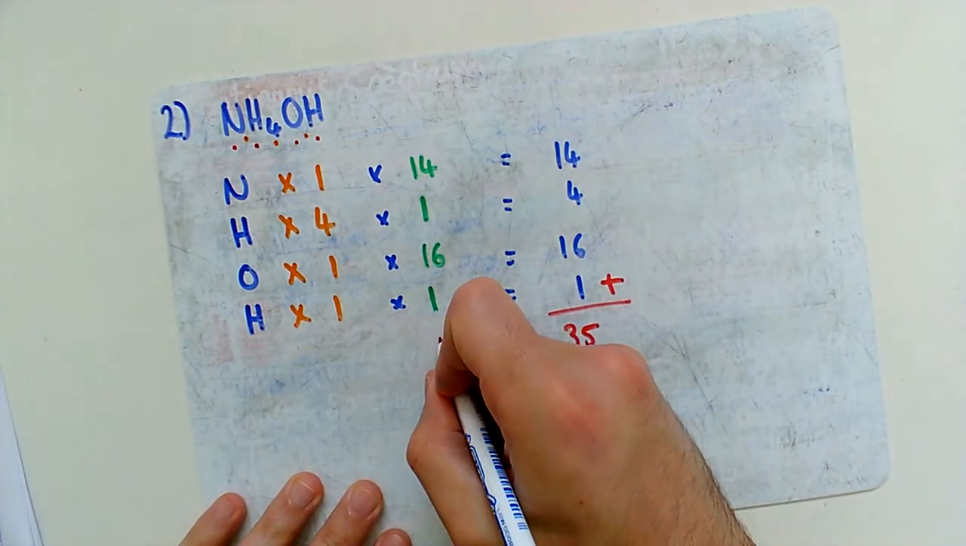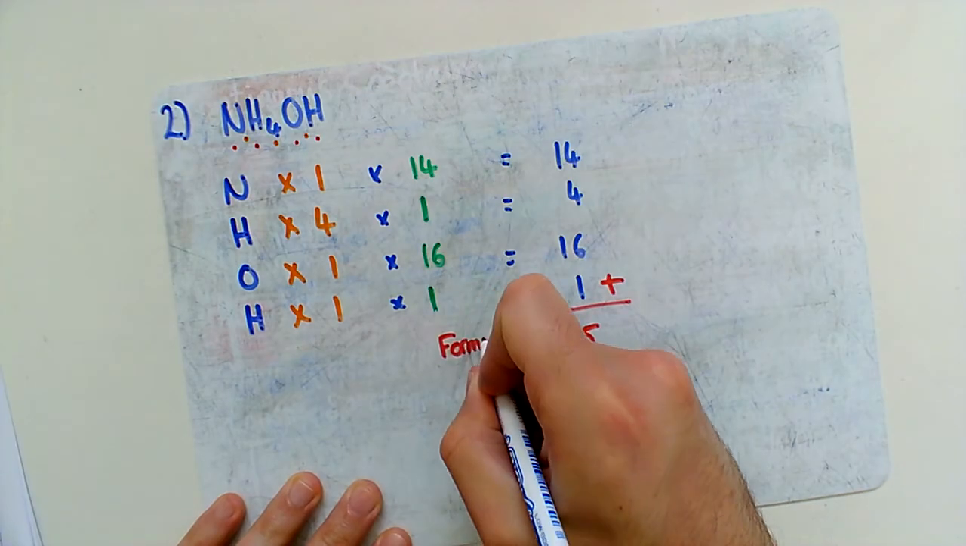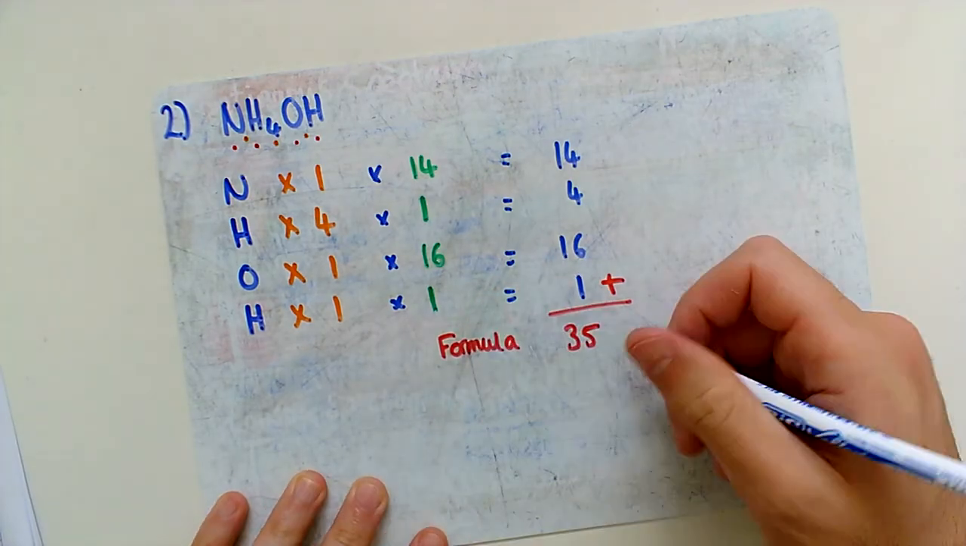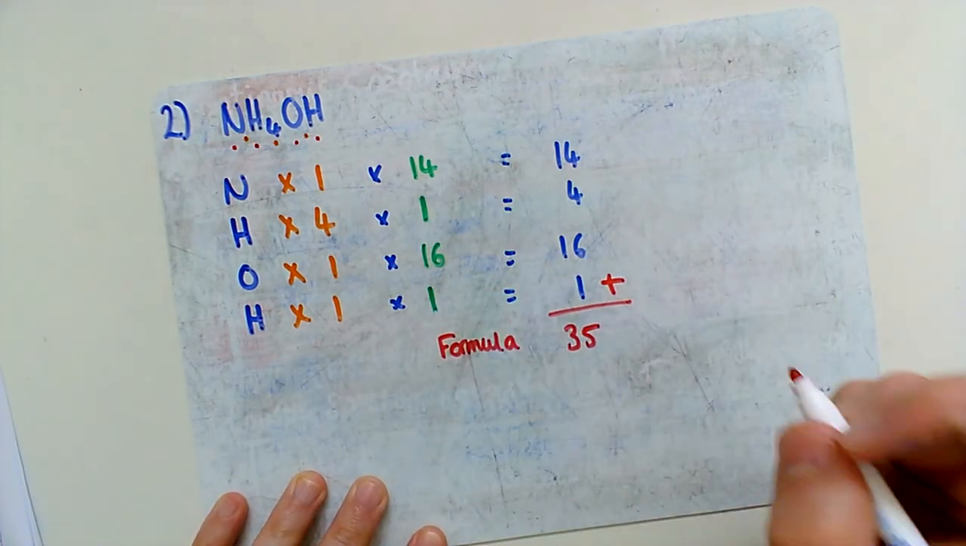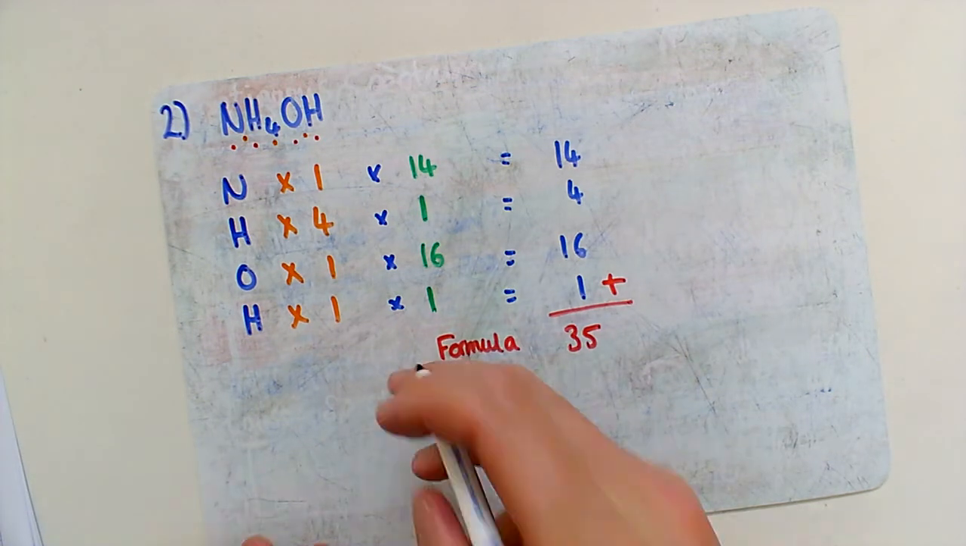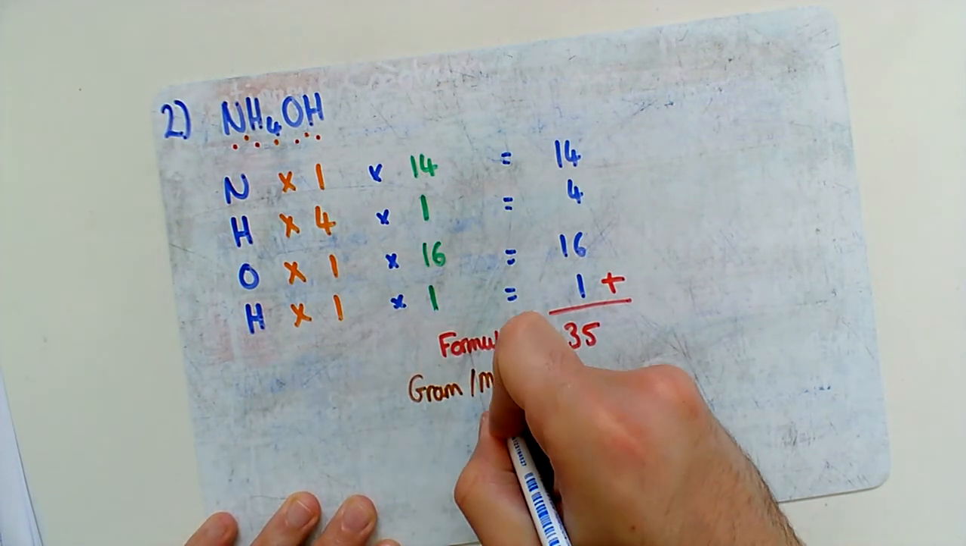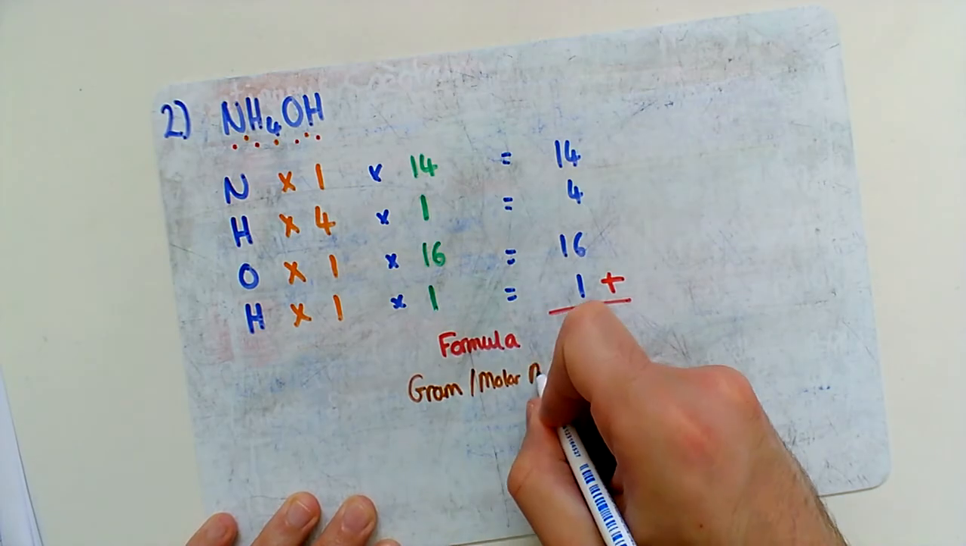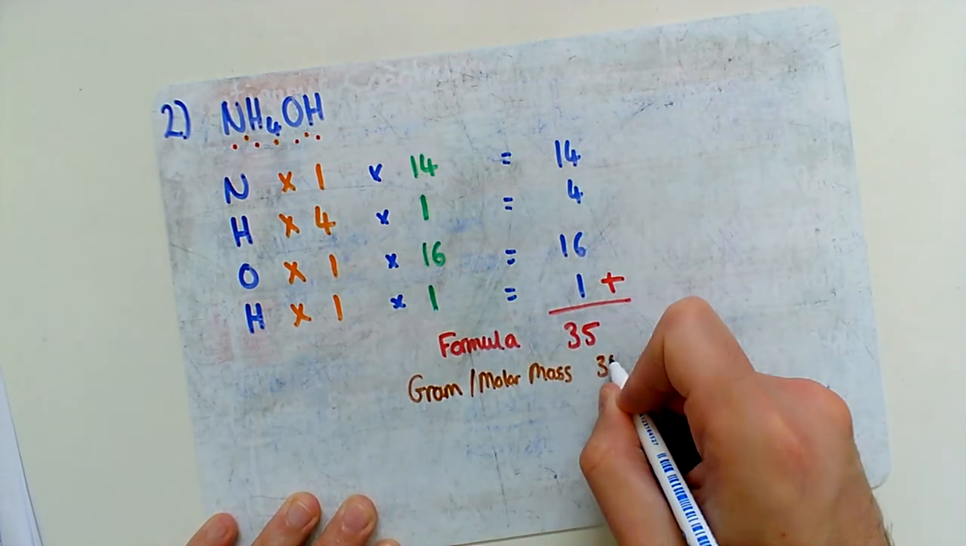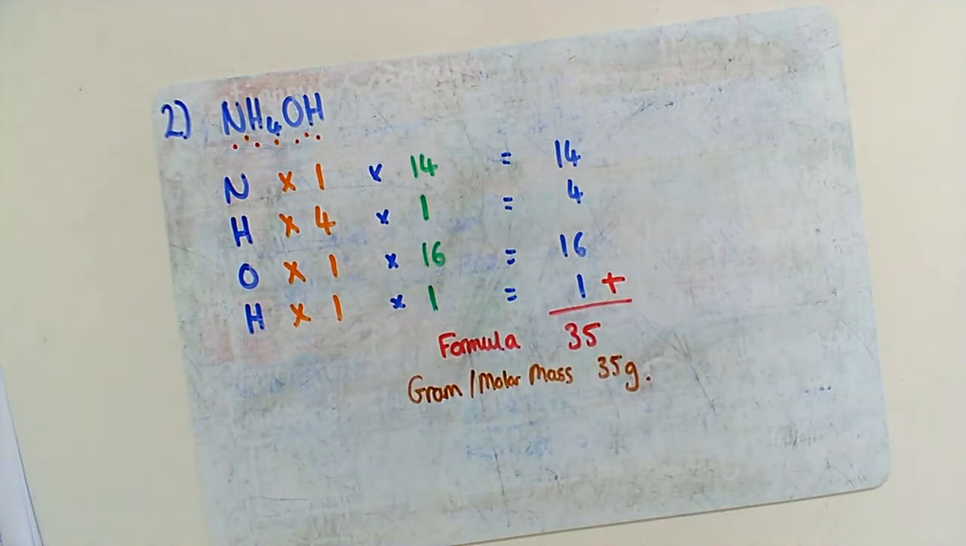Now if I'm just asked for the formula mass, then it's 35. And again, if I was asked for the gram or molar mass, that is 35 grams.